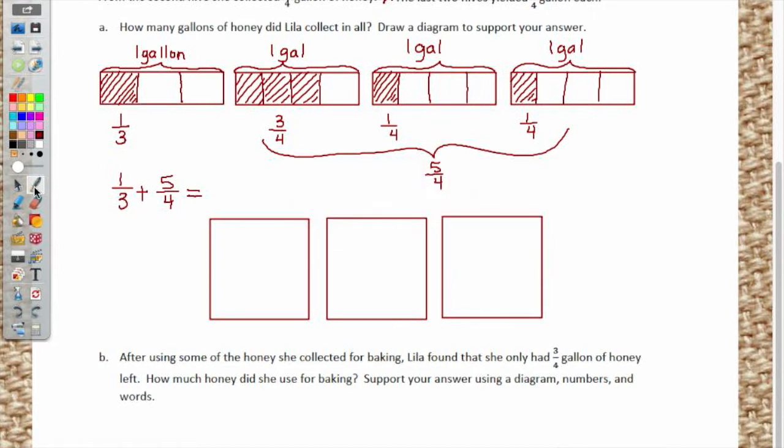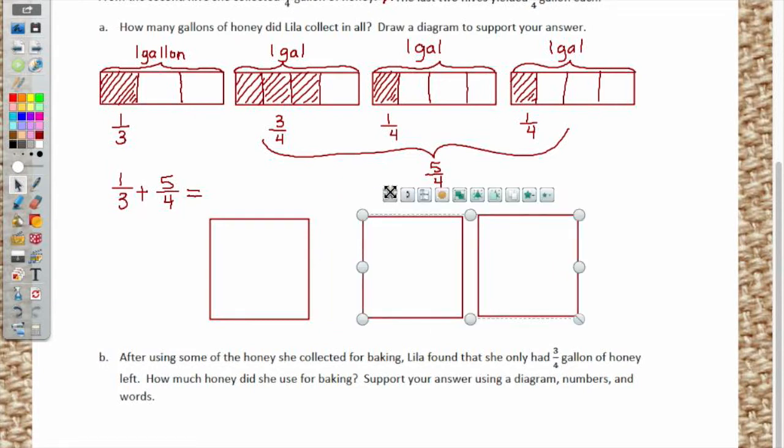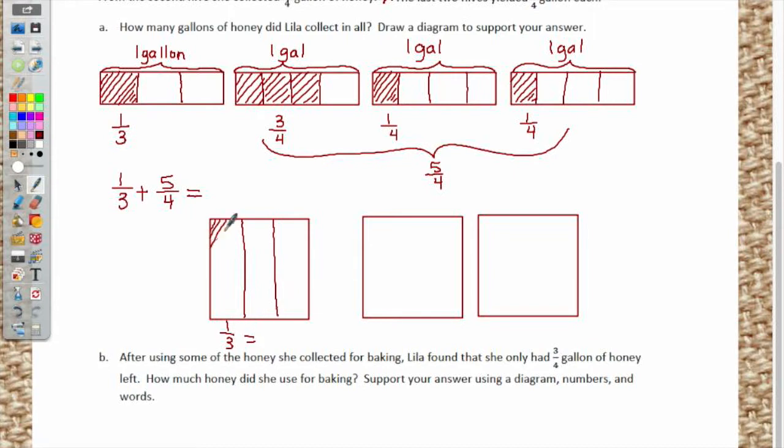Okay, so tell me why, Corbin. Because you have to shade one of them 1/3, and then the other two 1 and 1/4. 5/4, right? So I'm going to move those over just a little bit. Okay, so the first one, I'm going to show 1/3, and I'm going to shade 1/3. And we've done this more times than we want to count, haven't we?